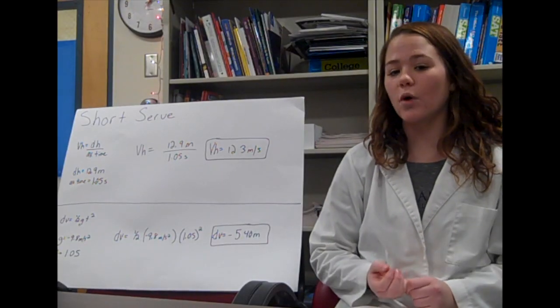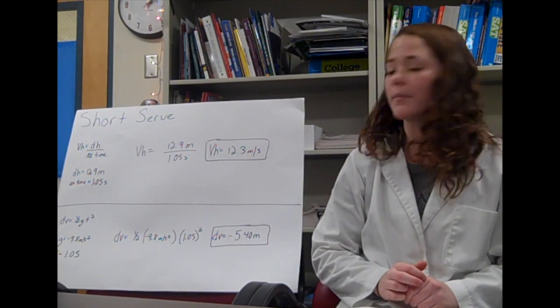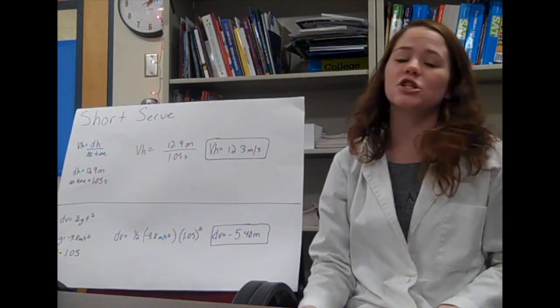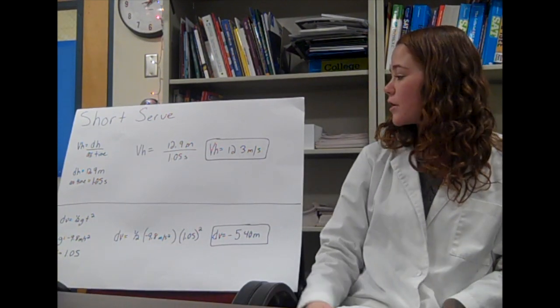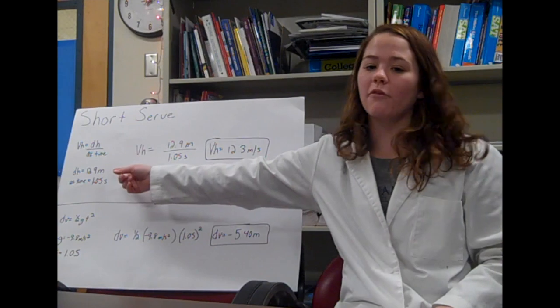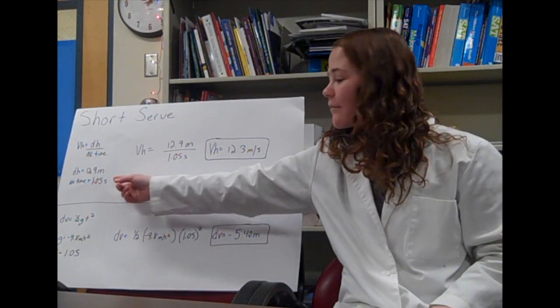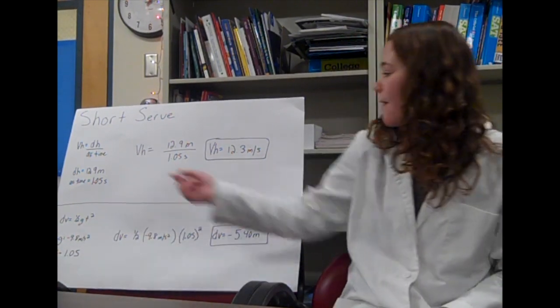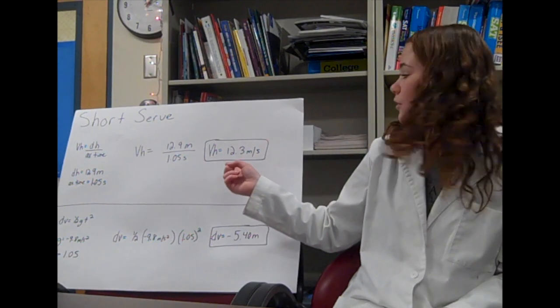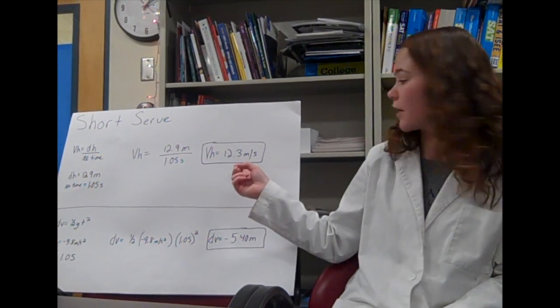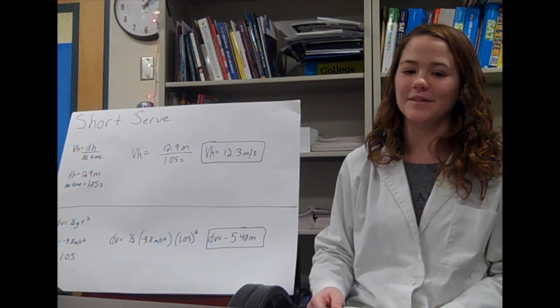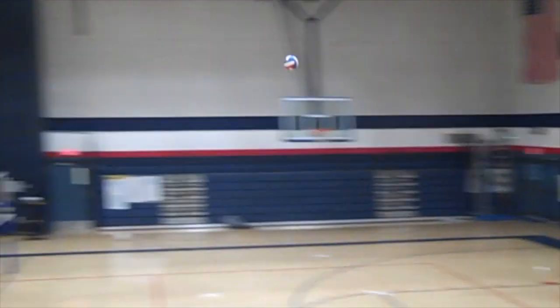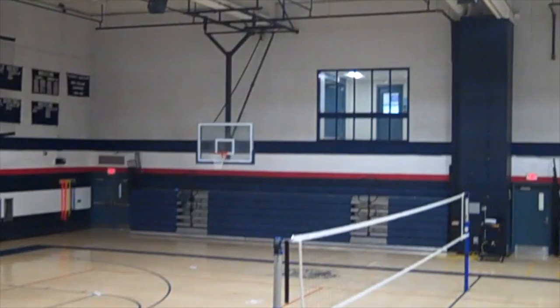To calculate the ball's horizontal velocity, we will use the same formula, VH equals DH divided by average time. Here we'll use the horizontal distance of 12.9 meters and the average time of 1.05 seconds. Plugging this into the equation, we find that the horizontal velocity of a short serve is 12.3 meters per second. Now on to calculating how far the ball falls vertically in a short serve.